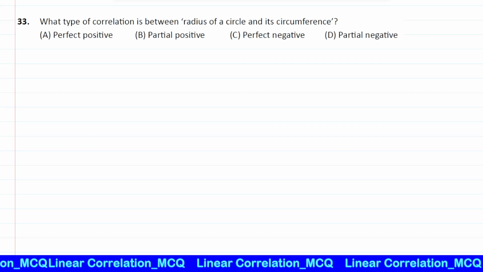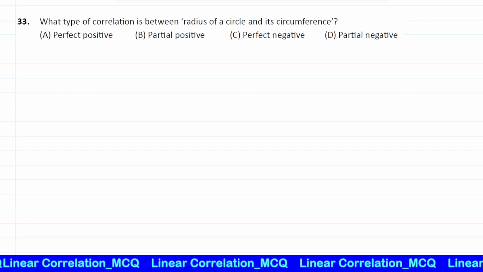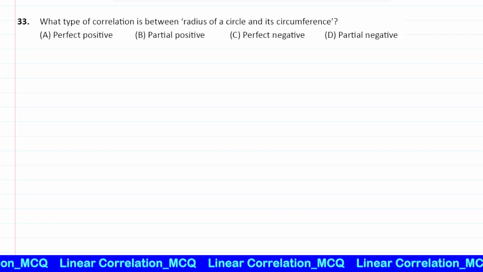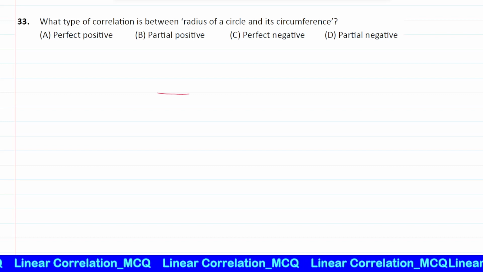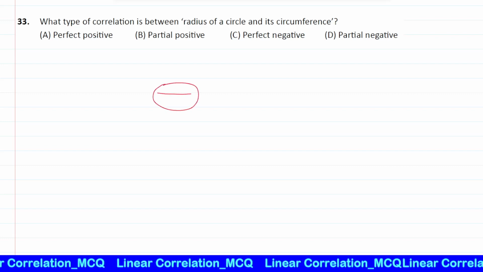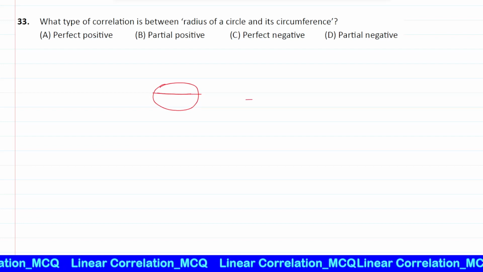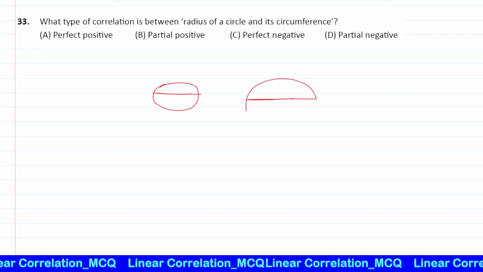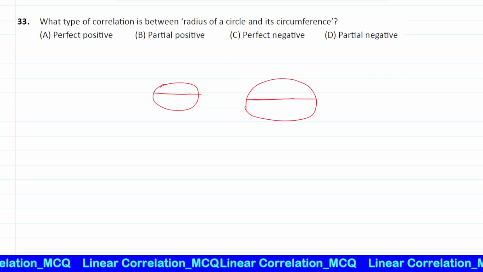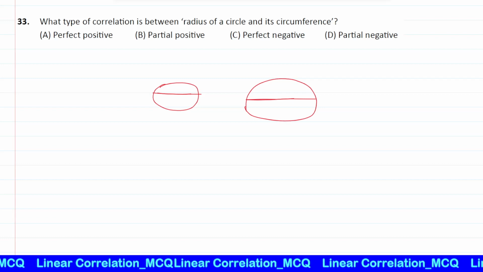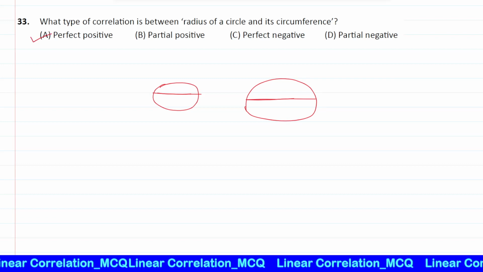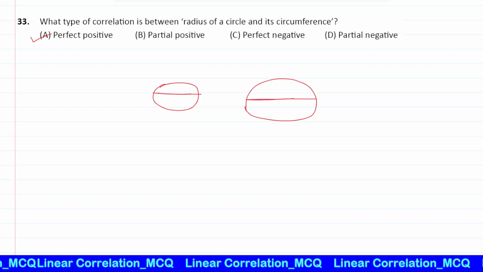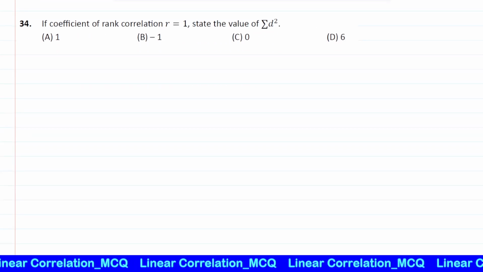Question 33. What type of correlation is between the radius of a circle and its circumference? If we increase the radius of the circle, the circumference also increases. Changes in both variables are in the same direction and in constant proportion. So it is perfect positive correlation between x and y, meaning radius and circumference of the circle.